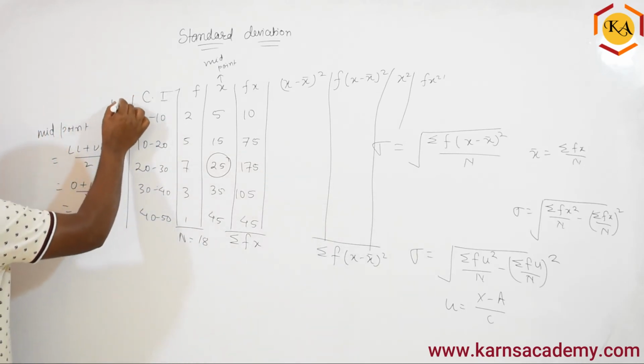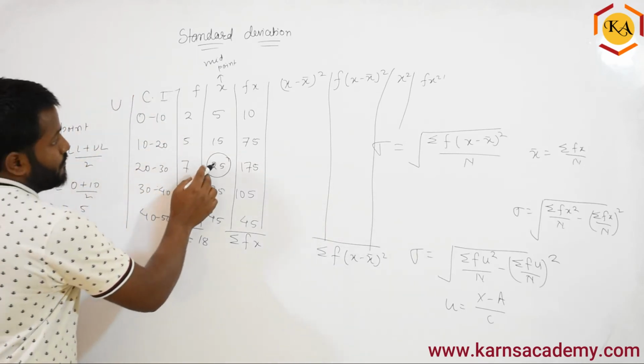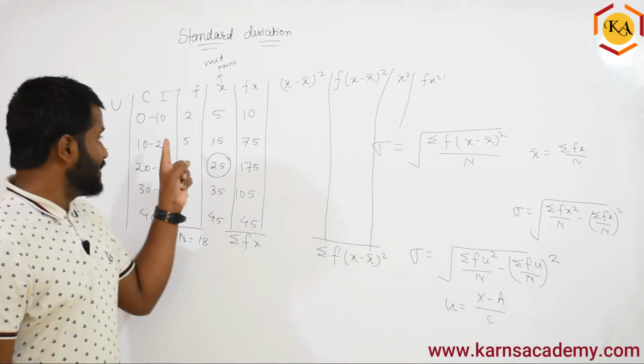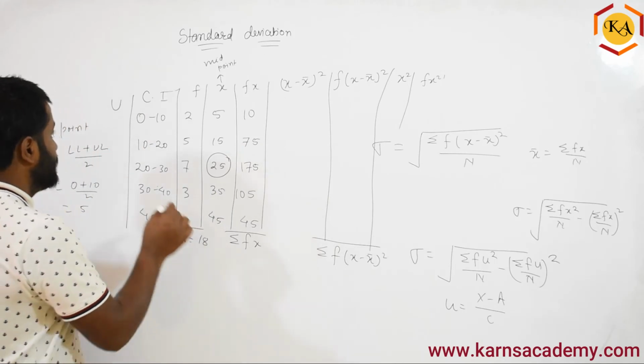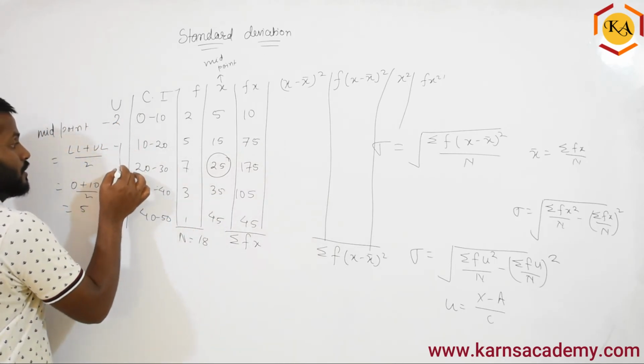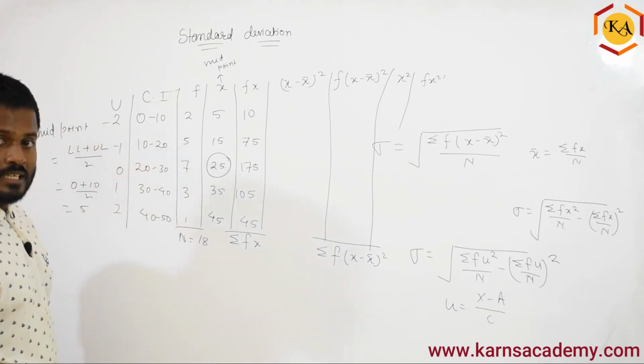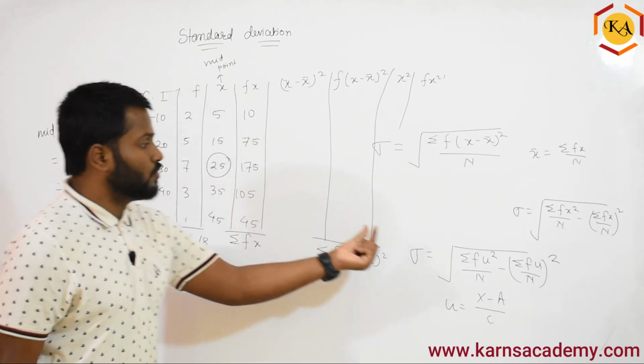So let me just find u here. What will happen? 25 minus 25 is minus 20 divided by c. C is how much? 10. So it will become minus 2. Minus 1, 0, 1, 2. So it is always like this. Once you obtain the u, you know very well how to do it.